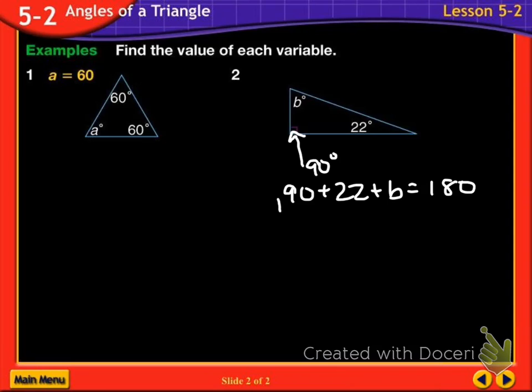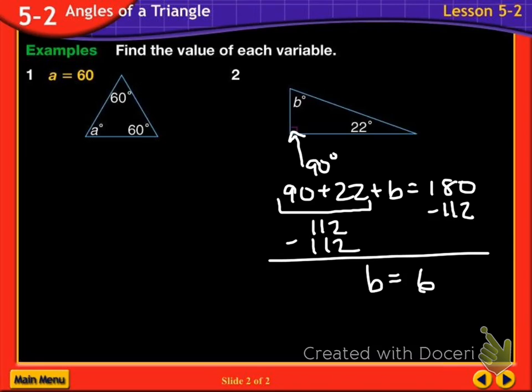So if we take these two and add them together and subtract that from both sides, we'll get B is equal to 68 degrees.